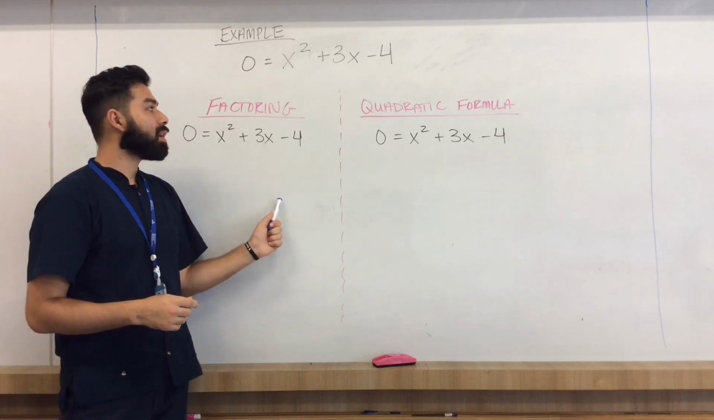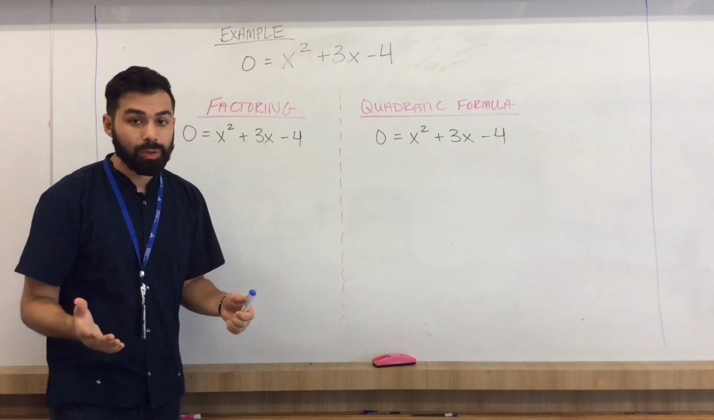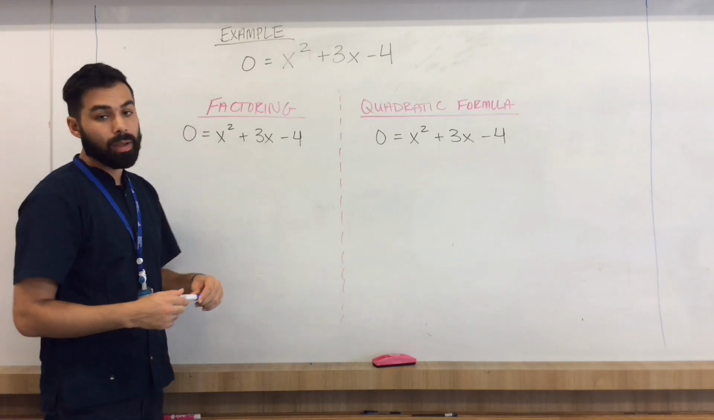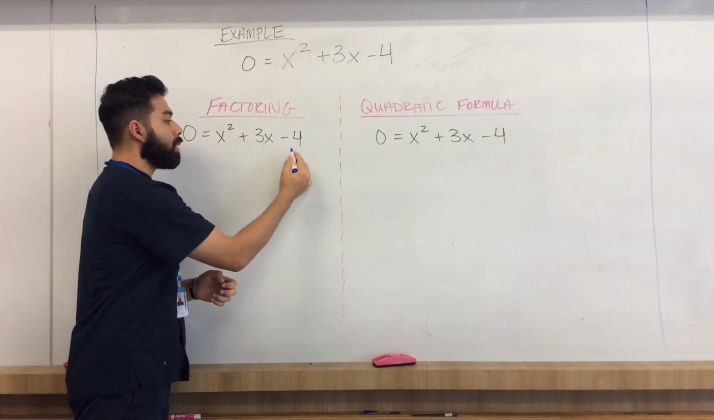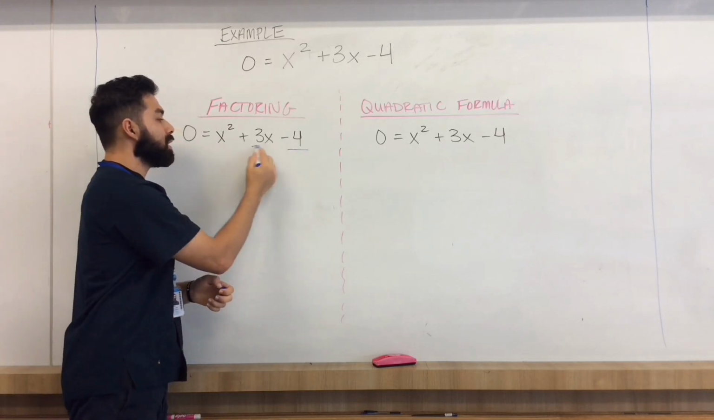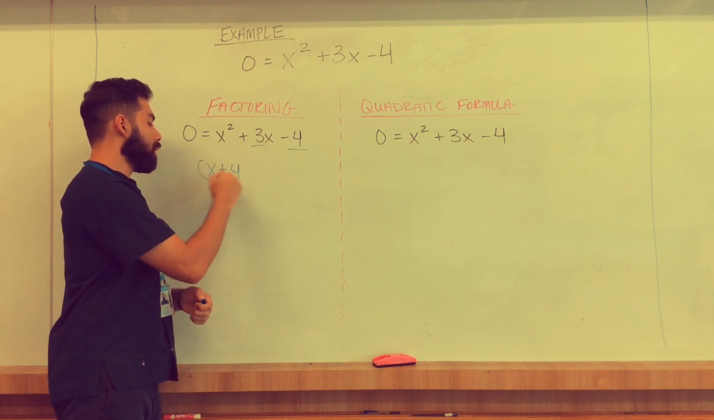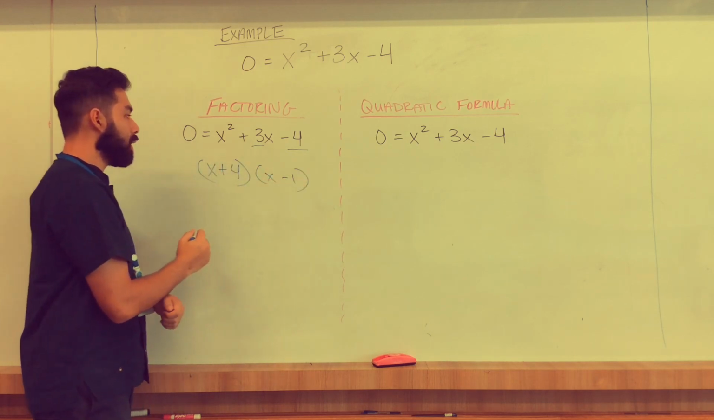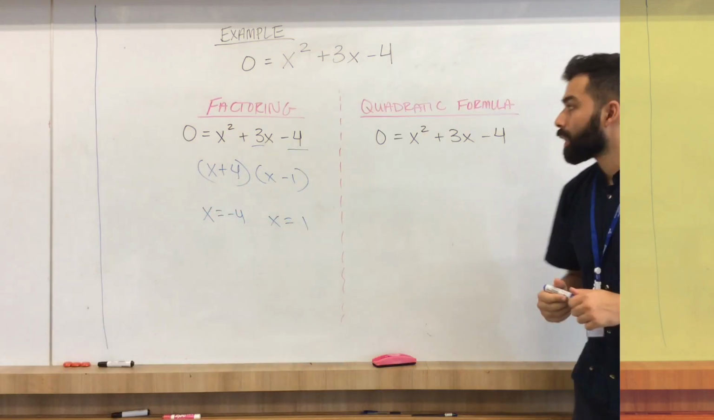So for example 1, we have x squared plus 3x minus 4. Now I've divided this up. The first way I'll do factoring, the second way I'll do the quadratic formula, just to show you that you end up getting the same answer. So when it comes to factoring, what multiplies to negative 4 that adds up to 3? That would be 4 and negative 1. So x plus 4 and x minus 1. Set these both equal to 0. You get x is equal to negative 4 and x is equal to 1.